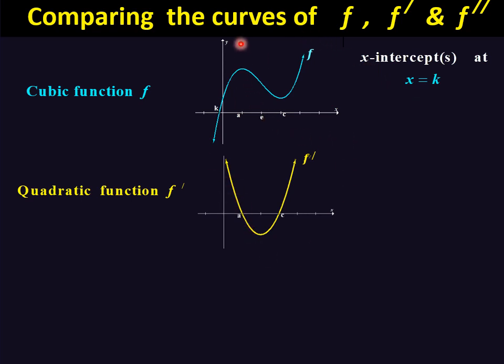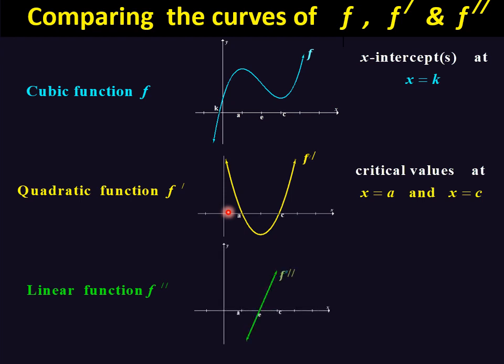There it is, right? And you can see the critical value A will match with that x-intercept there. The critical value C for the minimum there. So the critical values are actually the x-intercepts of the first derivative. And the second derivative is a linear function, and there we have the linear function, right? And this x-intercept corresponds with the turning point of the quadratic. And that critical value here is the critical value associated with the inflection point.